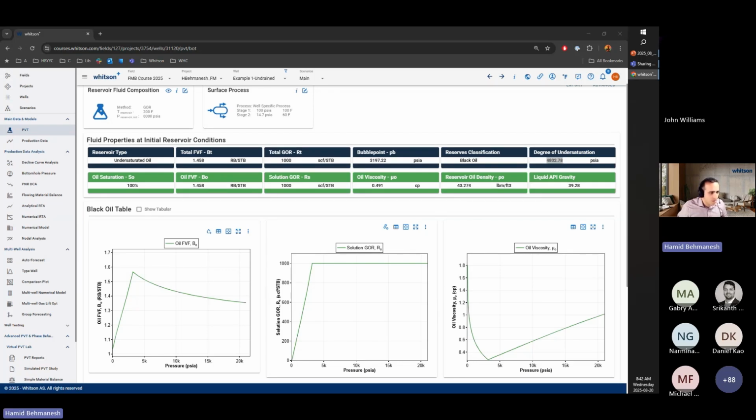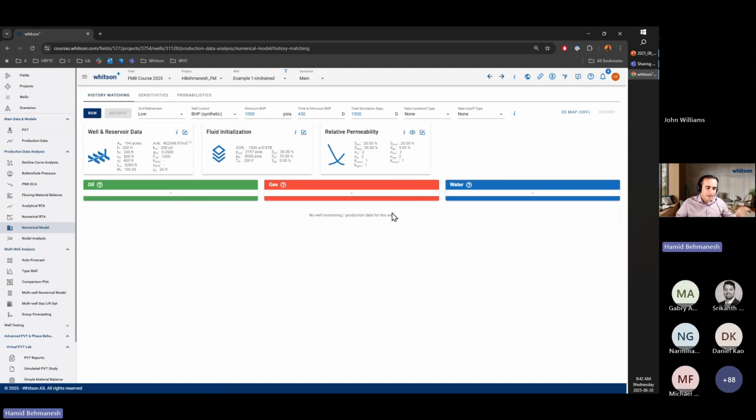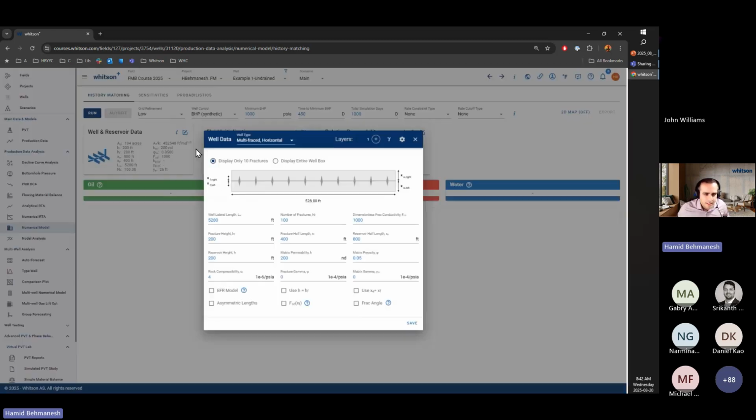Now, please go to the numerical model. In the numerical model, the intent is to generate some synthetic data so we can use that for our analysis. The beauty of that is that we can easily generate any synthetic data that we wish. I prepared five examples here, and you will be familiar with them by the end of the course. On the edit part, you will see all the information here. This is my lateral length of the wellbore, number of fractures, permeability, etc.